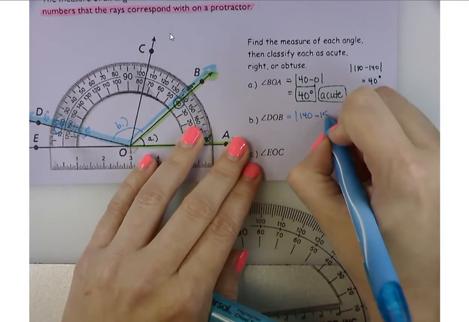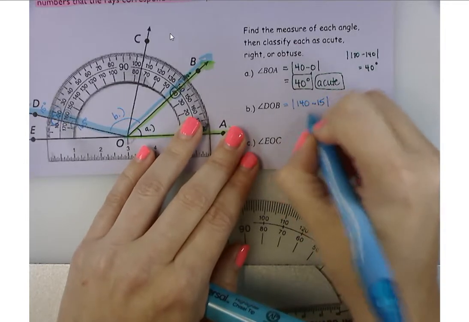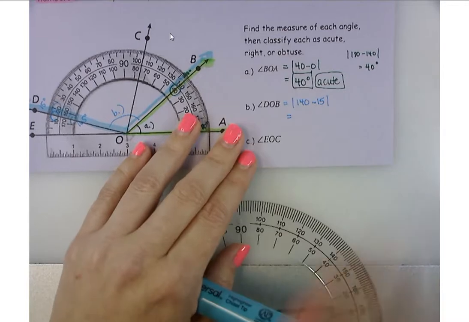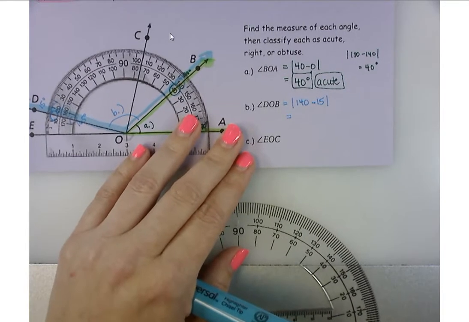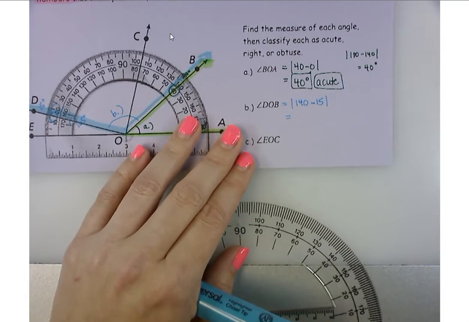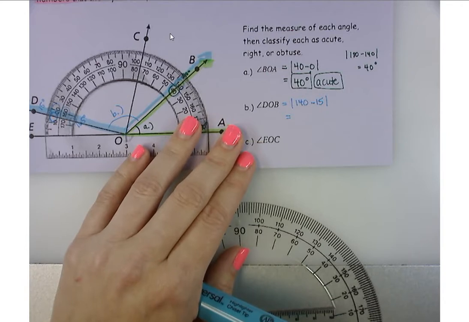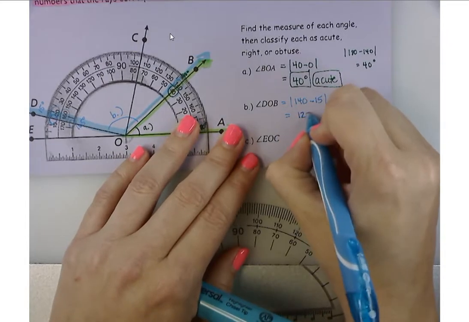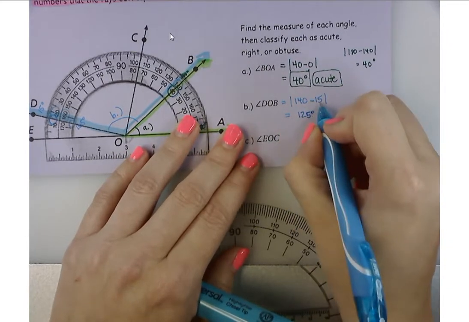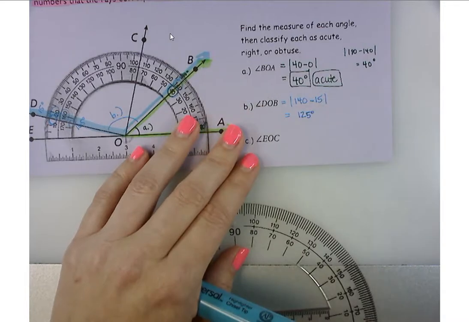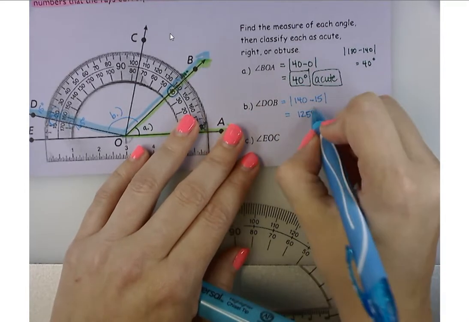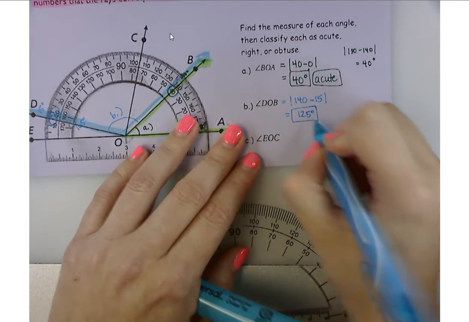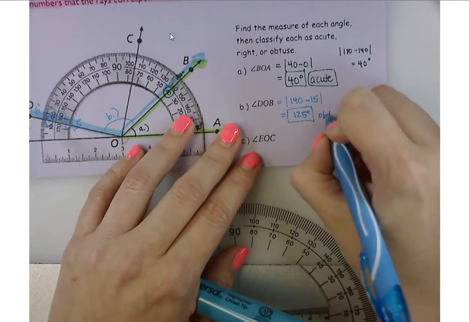When you're doing that, things like that you should be doing in your head. If you do 140 minus 10, what do you get? 130. If you do 130 minus 5, what do you get? 125. It might be hard to do minus 15, but if you're subtracting by 10 and then by 5, that might be a little bit easier. And then because it's greater than 90, it will be obtuse.